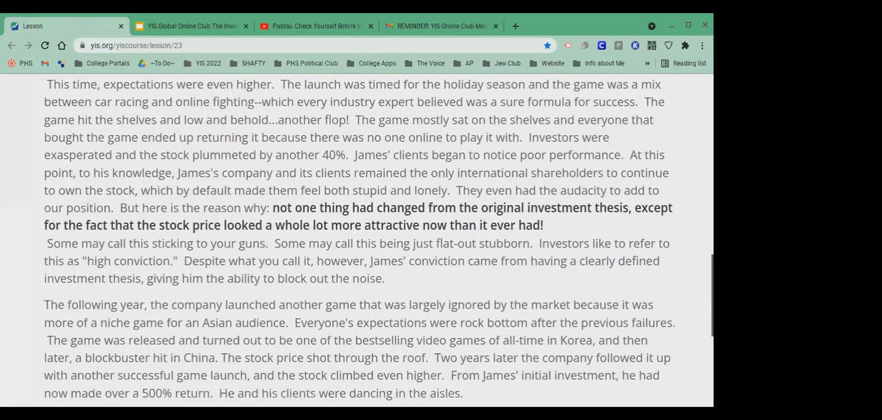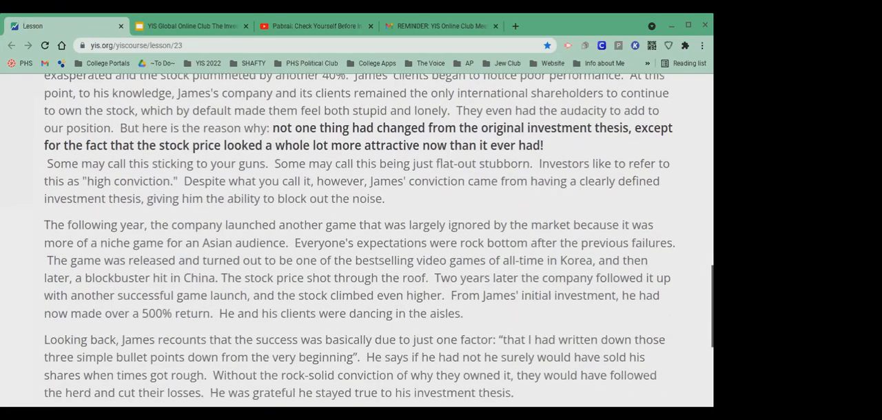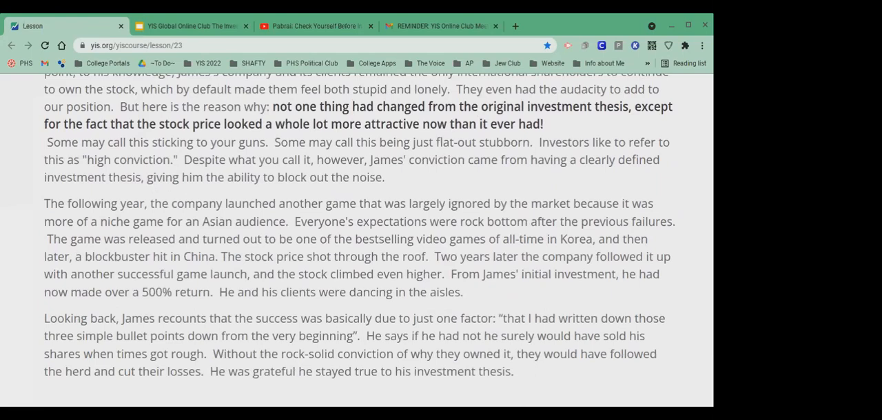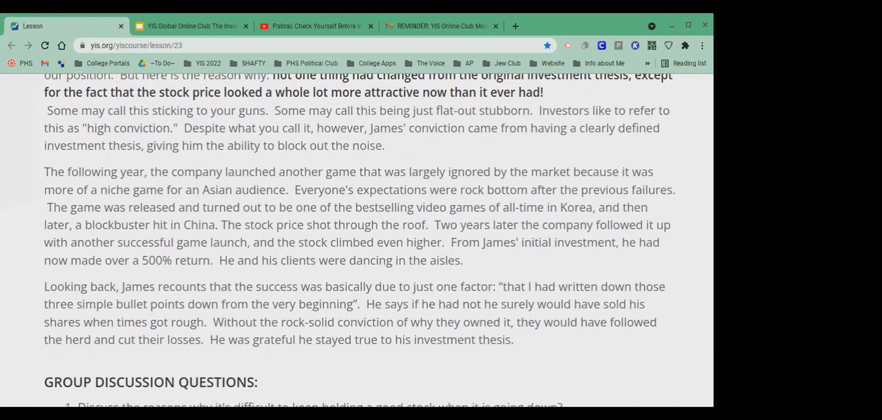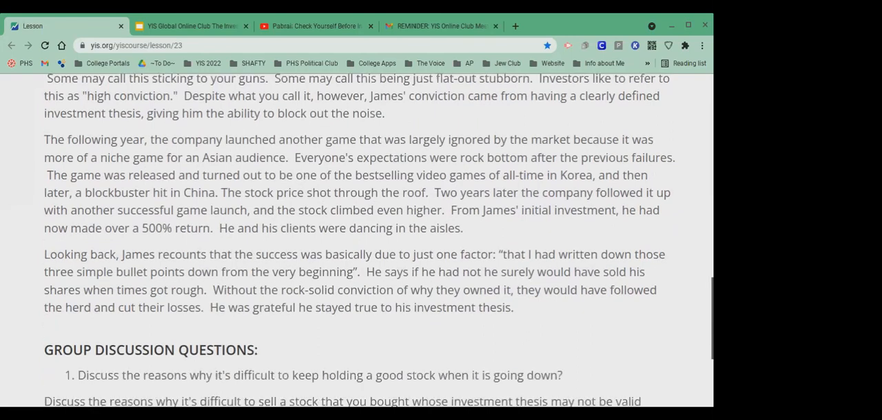But the thing is that not one thing changed from the original investment thesis, except for the fact that the stock price was even more attractive now because it was much lower. So investors like to refer to this as high conviction. James' conviction came from having a clearly defined investment thesis, and that gave him the ability to block out this noise, or these little volatile changes in the stock.